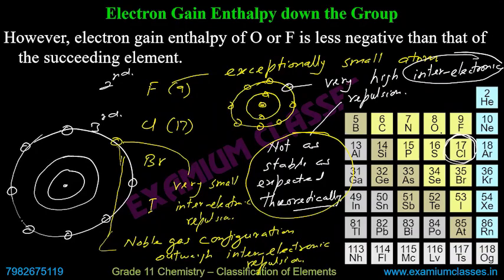Similarly, oxygen and sulfur. Oxygen is very small, so sulfur has higher negative electron gain enthalpy. Let me know if anything is not clear.